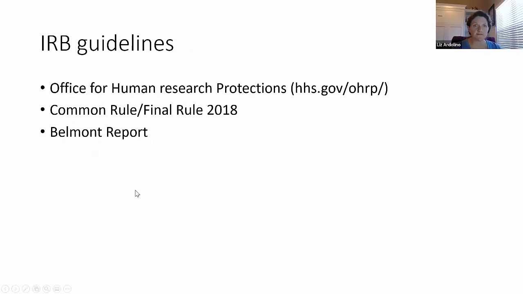So the IRB follows the guidelines that are put forward from different federal agencies. The first one is the Office for Human Research Protections, otherwise known as OHRP. And they put out what's called the Common Rule, which was revised in 2018 to be the final rule. And all of these are sort of based upon the Belmont Report. So as you go through your CITI training, you'll learn more about the Belmont Report, more about the final rule, and all of the federal regulations that the IRB has to follow.